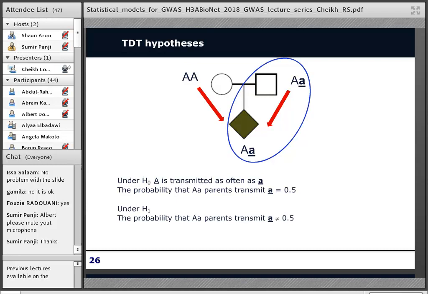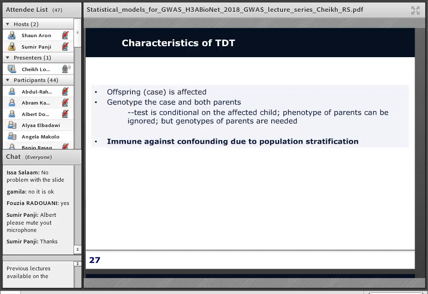And then the probability that the child is of genotype capital A small a from a parent of capital A small a is here, for example, 0.5 under the null hypothesis, because we have only two possibilities for the children, capital A or capital A small a. And here the probability under the alternative hypothesis is just the probability of transmitting small a is different than 0.5.